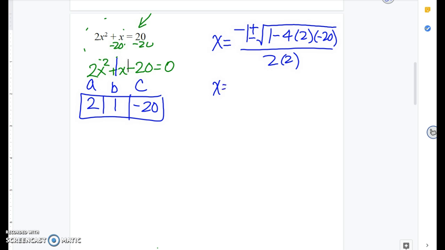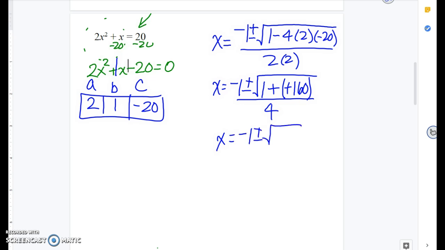Make sure you're doing what's in here correctly. Negative 1 plus or minus the square root of 1 plus, 4 times 2 is 8, 8 times negative 20 is negative 160, and that makes that a plus, all over 4. So this doesn't look like it's going to be very pretty. x equals negative 1 plus or minus the square root of 161. That doesn't quite work. The square root of 161 isn't an integer, so it's going to be irrational. It's not a perfect square.